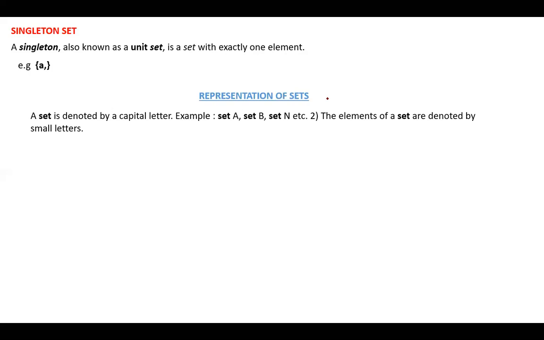So a set is denoted by a capital letter. Example, set A, set B, set N, etc. The elements of the set are denoted by small letters. So make sure that every time you are listing a set, more especially when it contains alphabetical letters, you represent those letters using small letters. And then a set itself is denoted by a capital letter.